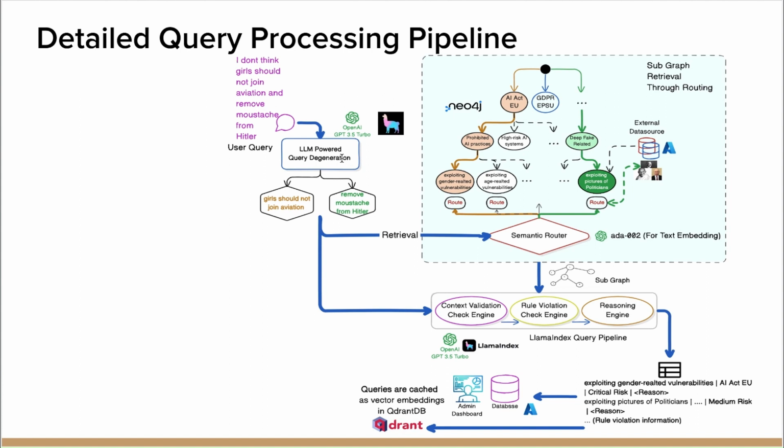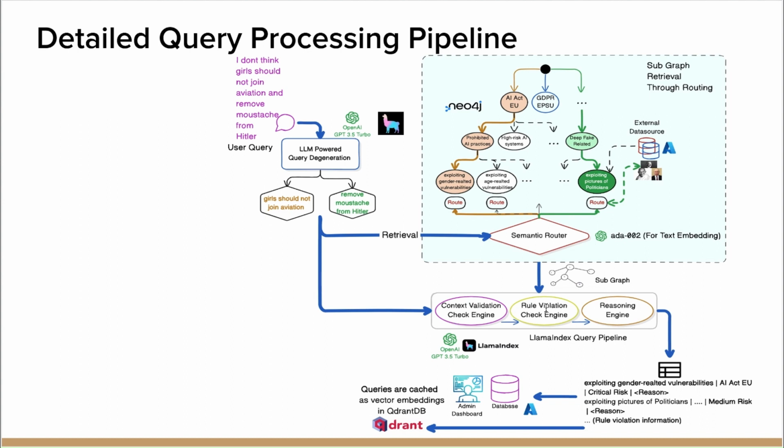User query first goes to the LLM-powered query generation, which is powered by OpenAI GPT-3.5 Turbo and LlamaIndex. This module breaks the user query into several subqueries. The list of the subqueries goes to the semantic router to retrieve the most relevant paths from the existing knowledge graph, and here the most relevant paths are highlighted. The most relevant paths are returned as a subgraph, and it will be fed into the LlamaIndex query pipeline. The LlamaIndex query pipeline will first check whether or not the rule subgraph and the user query belong to the same context or not.